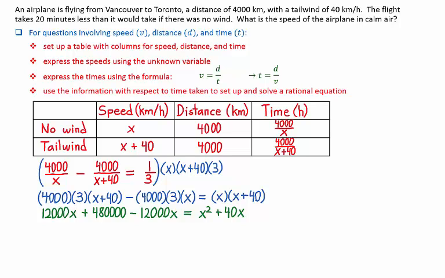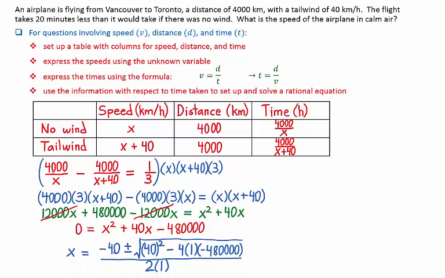To solve this, we get all of the terms over to one side, having a 0 on the other side. Note here that the 12,000x minus 12,000x cancels out. Then moving the 480,000 over to the right side, we get the equation 0 equals x squared plus 40x minus 480,000. I will solve this equation using the quadratic formula.